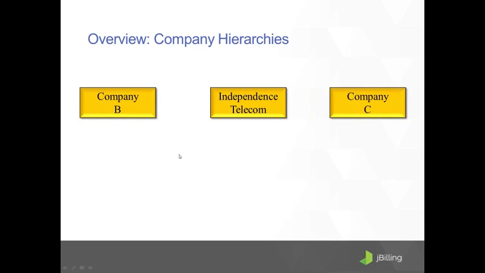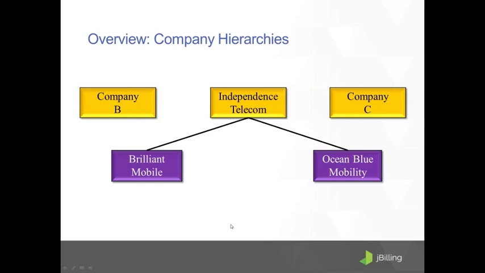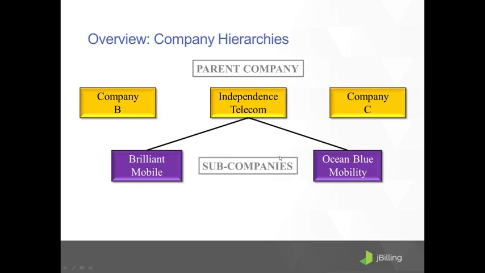To give you a better visual of how this works, we have Independence Telecom here. Previously, before this functionality, you were able to create different companies, so company B, company C, company D, and so on. With company hierarchies, we can have some sub-companies. In this example, we have the parent company as Independence Telecom and sub-companies Brilliant Mobile and Ocean Blue Mobility.